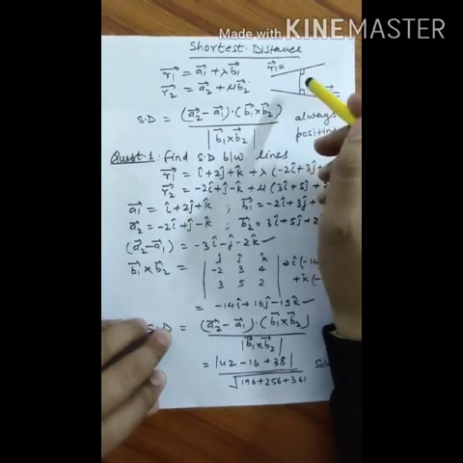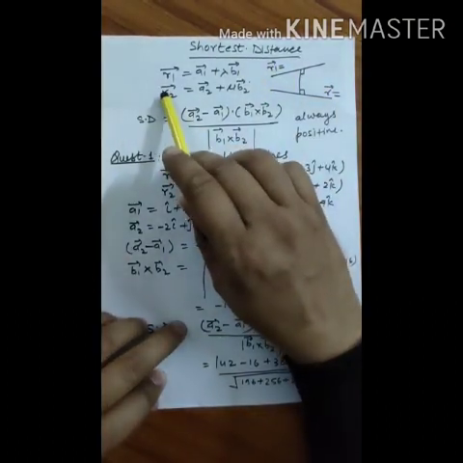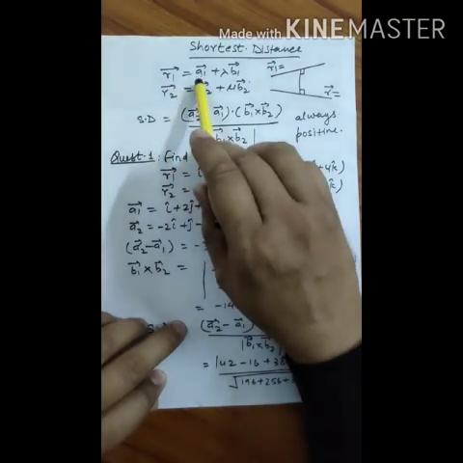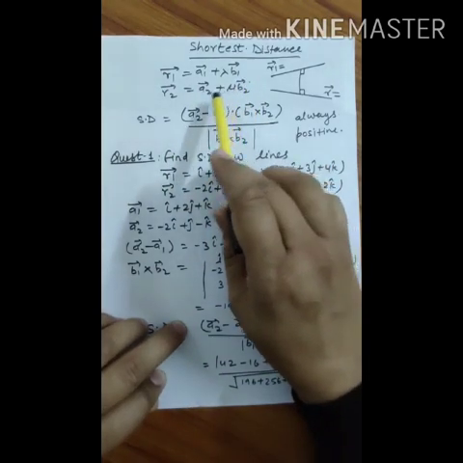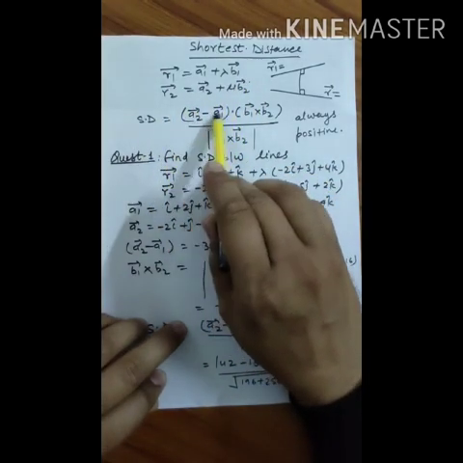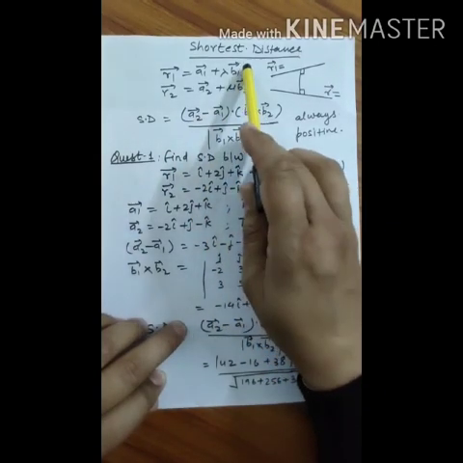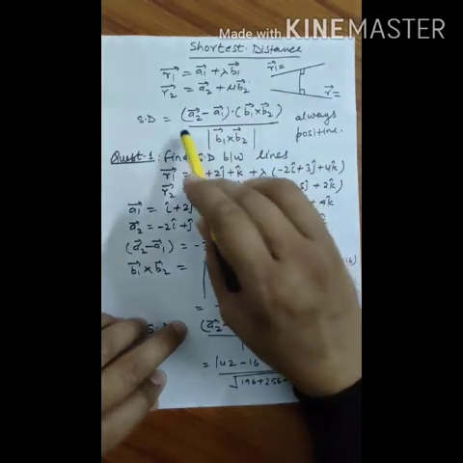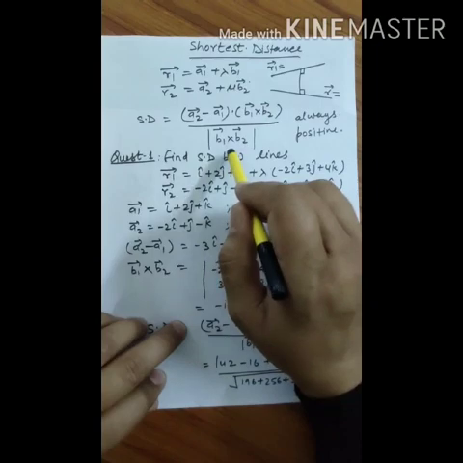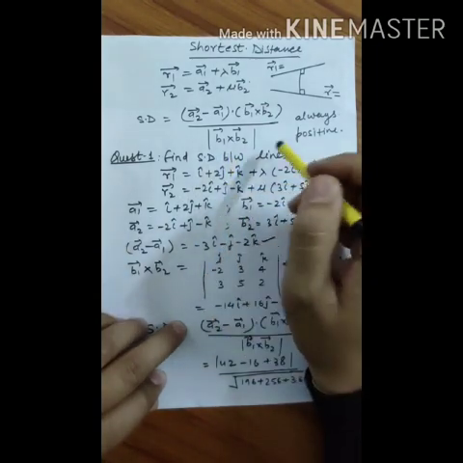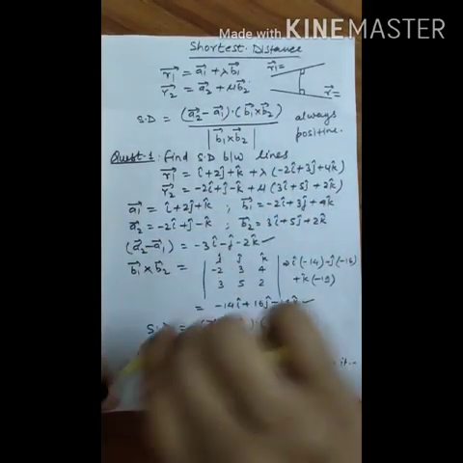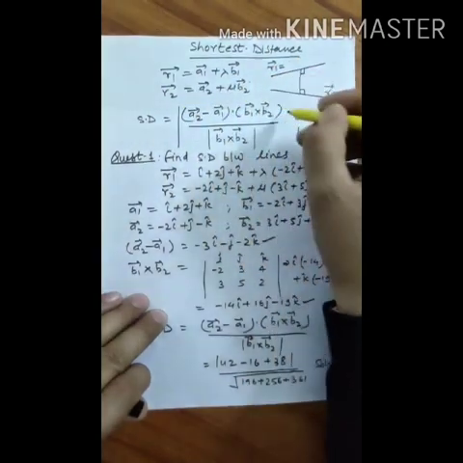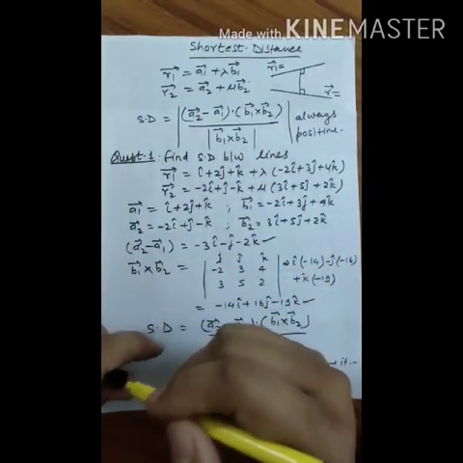Perpendicular distance. Okay, so here we have the first line, vector r1 equals a1 plus lambda b1, and vector r2 equals a2 plus mu b2. Now the shortest distance between two lines is given by the dot product of the difference of their points, that is a2 minus a1, and the cross product of their direction vectors, that is b1 cross b2, and the whole divided by the magnitude of b1 cross b2. This is a distance, so it cannot be negative, so it is always positive. We can also put a modulus sign in this way.